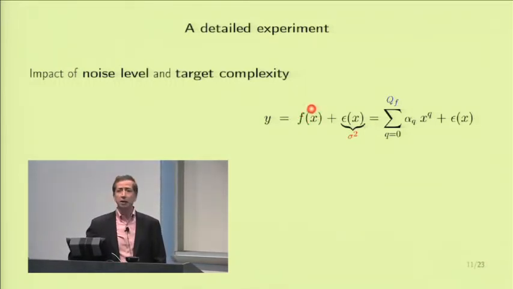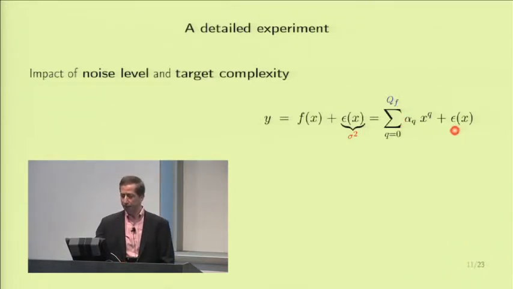So I'm going to make it higher order polynomial. Now I have another parameter, pretty much like the sigma squared. I have another parameter which is capital Q, the order of the polynomial. I am calling it capital Q sub f because it describes the target complexity of f. So just to remember that it's related to f. And what I do, I define a polynomial, which is the sum of coefficients times a power of x, from q equals 0 to capital Q, so it's indeed a Qth order polynomial. And I add the noise here.